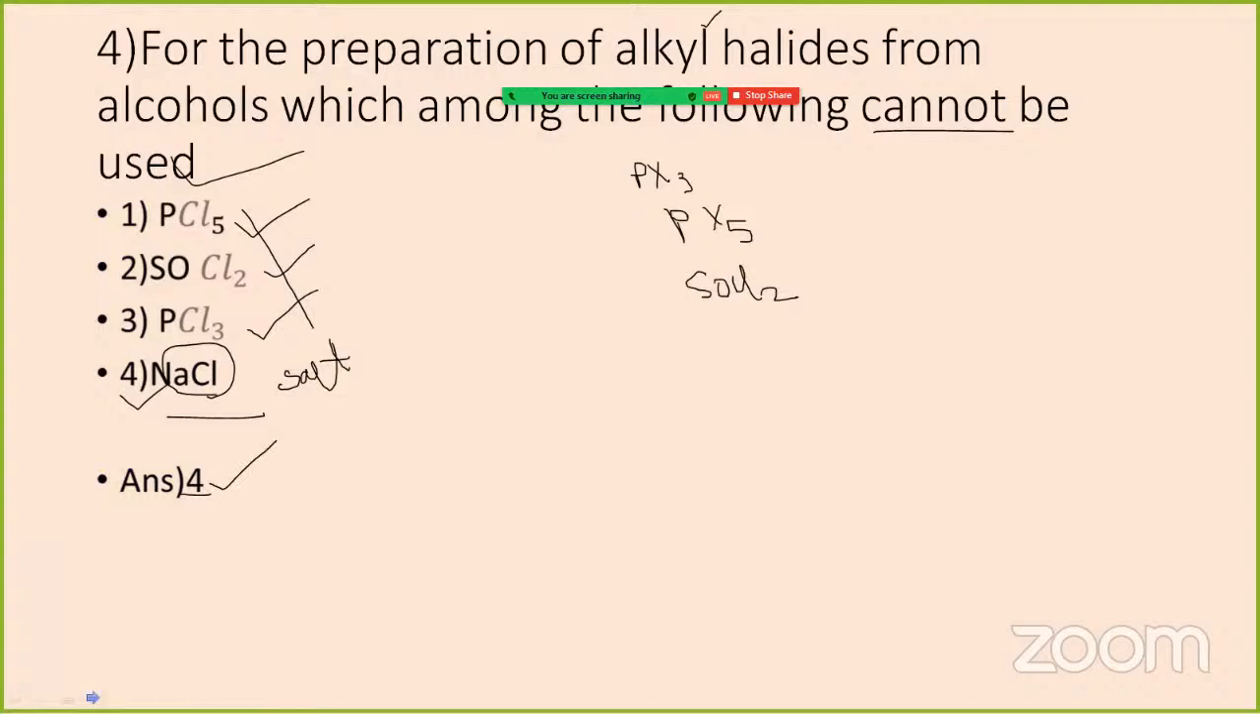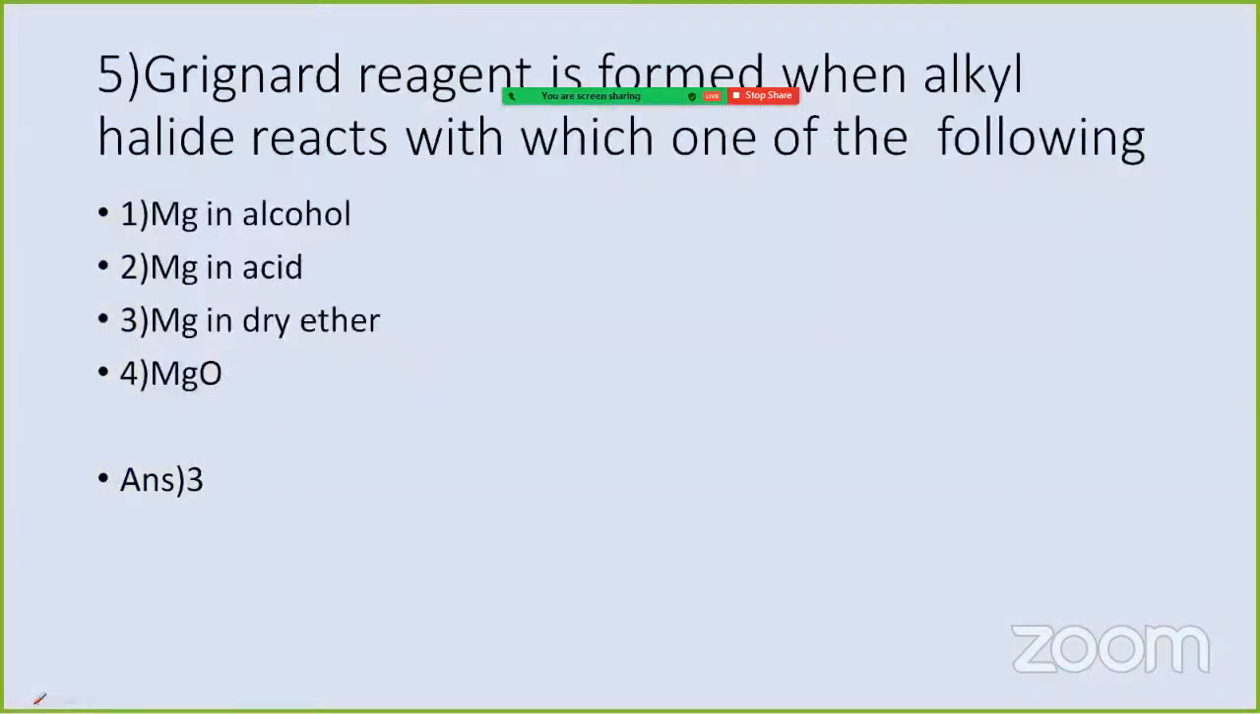Now let us see the fifth question. Our fifth question is about Grignard reagent. Grignard reagent means RMgX. RMgX is known as Grignard reagent. Grignard reagent is formed when alkyl halide reacts with which one of the following, they are asking. So here we are taking alkyl halide and they are asking what forms Grignard reagent.